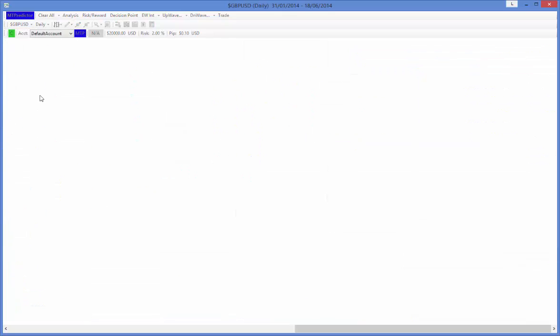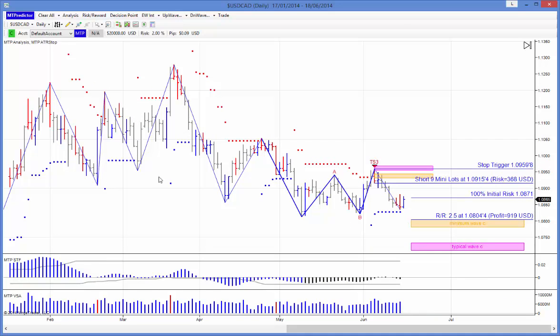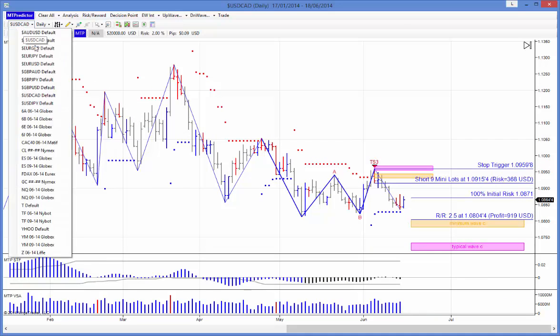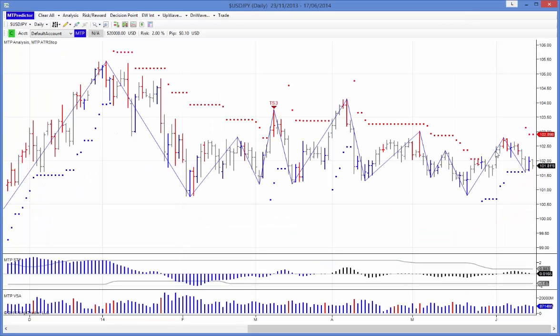Let's have a look at US dollar CAD. We have a TS3 sell here a few days ago, and that one is currently progressing nicely as well. Let's have a look at US dollar JPY as the last one we're looking at, and nothing particular there.